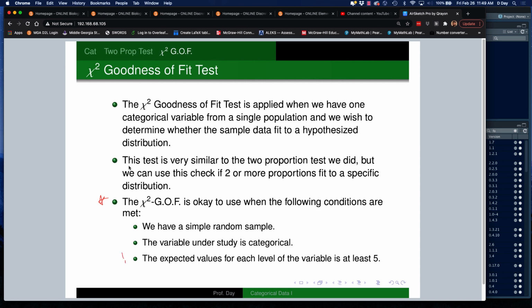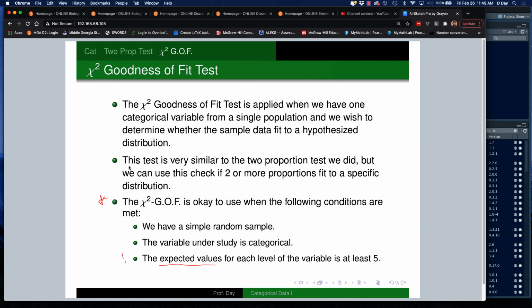The expected values for each level of the variable need to be at least 5. We'll talk about what expected values are in a minute. We'll calculate these things called expected values, the values we expect to see based off of the proportions and the sample size we took. If any of those are less than 5, this test is not going to be very good for us.